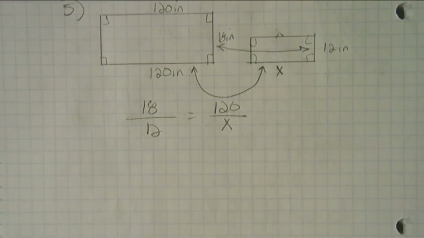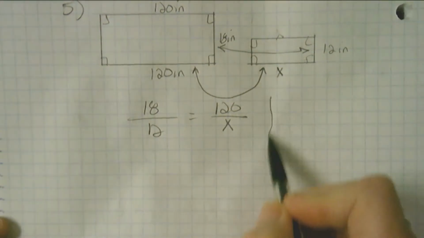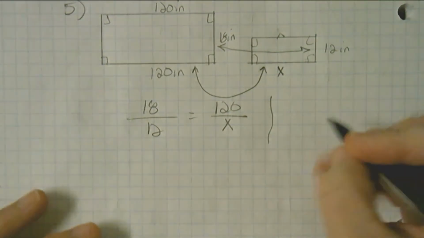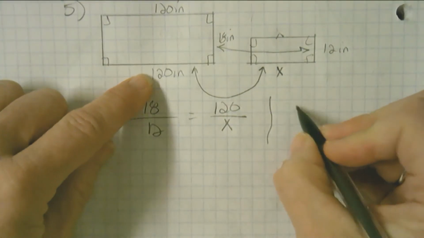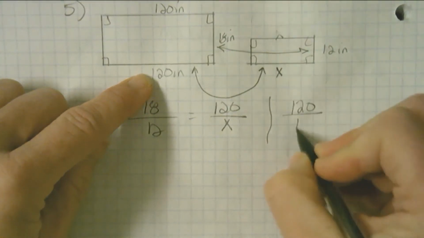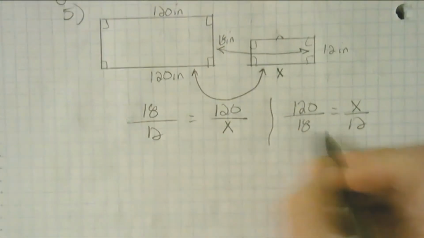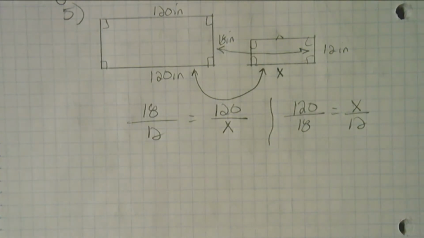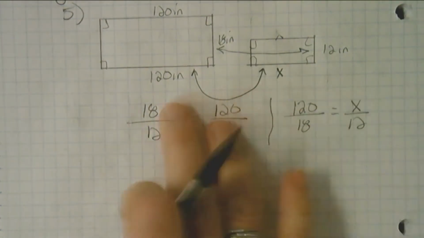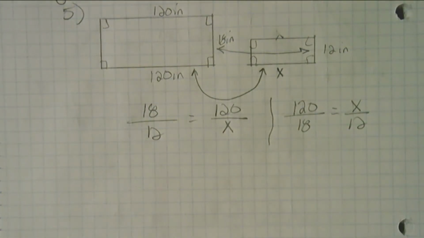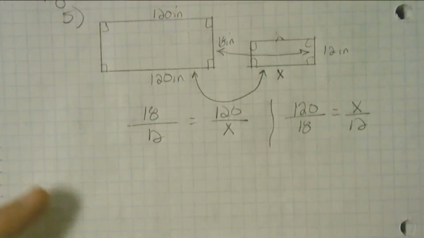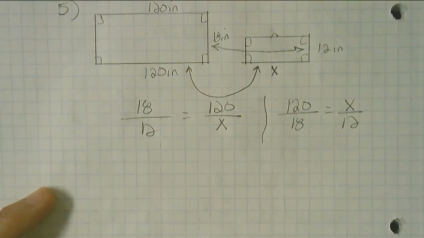I'm using corresponding sides. If I wrote these using the same shapes, so the sides with the same shapes, I would have 120 over 18 is equal to x over 12. Either one of those two or the reciprocals of all of that. So these are your proportions that you could have. And if you notice, when we do cross multiplication, they're exactly the same after that.